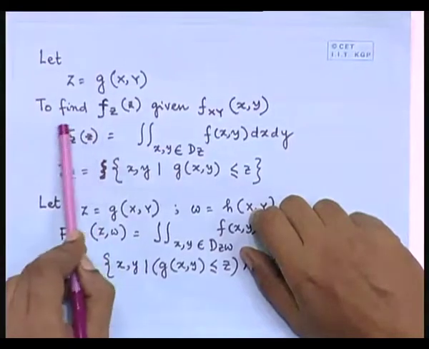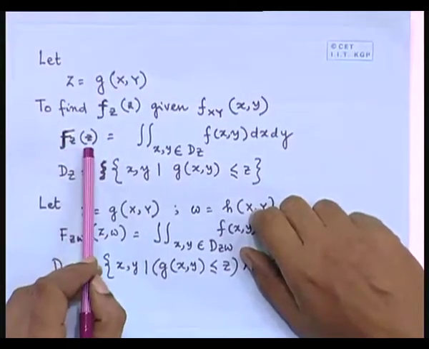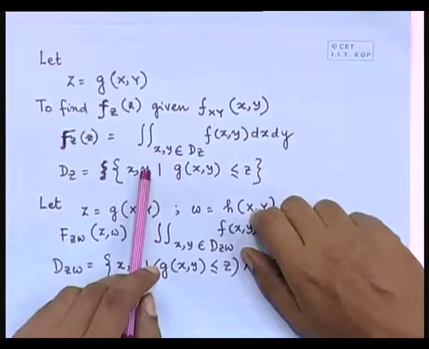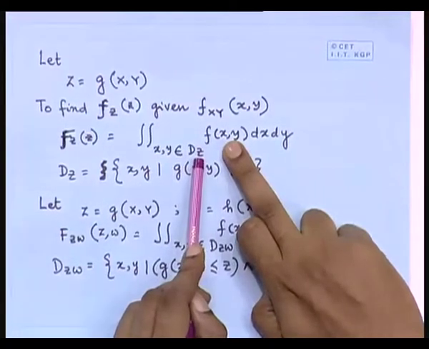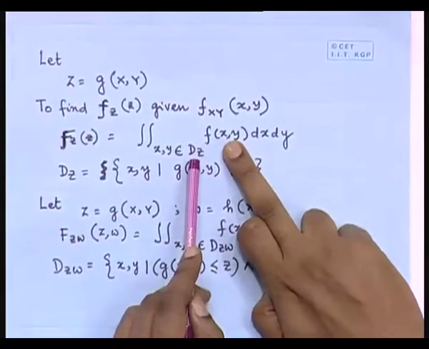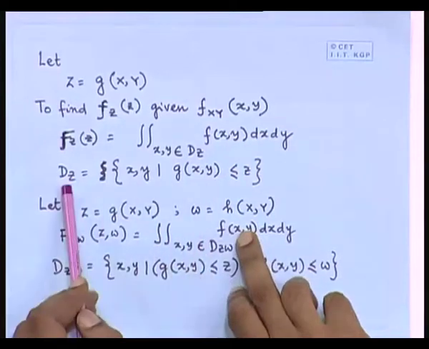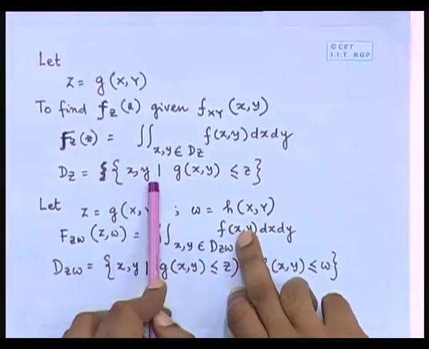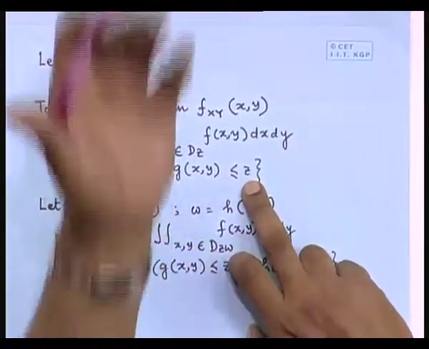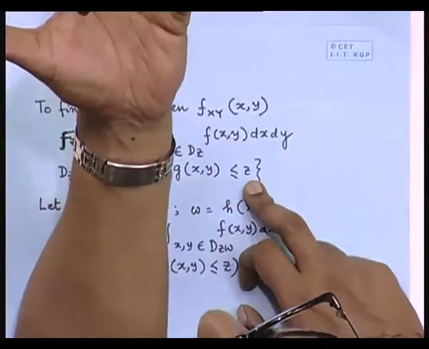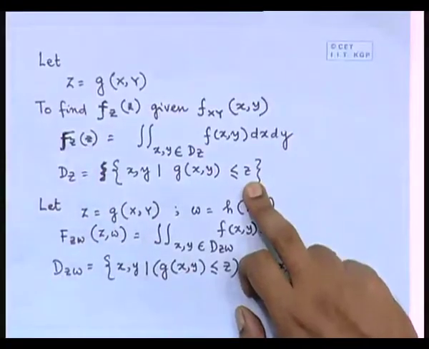So, obviously, it is very simple: what is the distribution, that is, what is the probability that Z is less than or equal to z? Obviously, you will have to integrate the joint density over a region which I am calling D_z. What is that region? That region consists of all those (x, y) such that g(x, y) is less than or equal to z. So you have to characterize that region and then integrate the joint density function over that region, then you will get the distribution function F_Z.